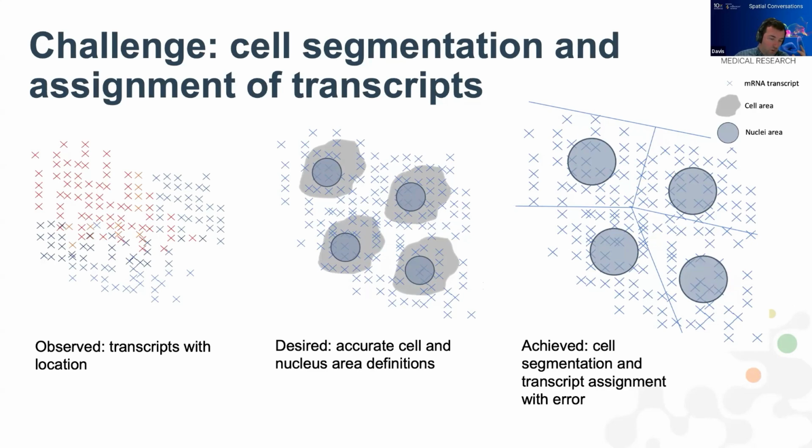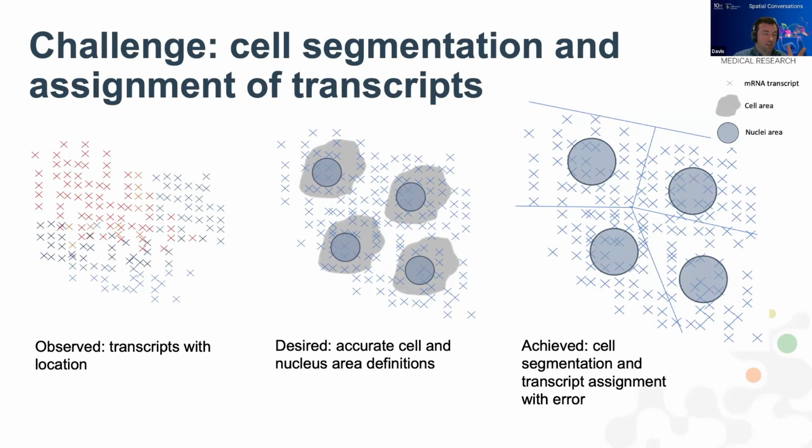So we want to think about the cell as the atom of biology, and we'd love to get perfect summaries of data at that individual single cell level. That's not exactly what we get off the instrument. What we fundamentally get are the observed transcripts with their location and their label. And then there's a task for assigning those transcripts to cells or nuclei.